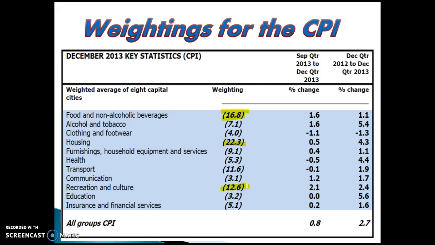So what that's saying is that 22% of our expenditure goes towards housing. 16% of our expenditure goes towards food and alcohol. And as you can see, these figures are a bit old, but this measures the change in the prices within that category. So whether the prices have gone up in that category.